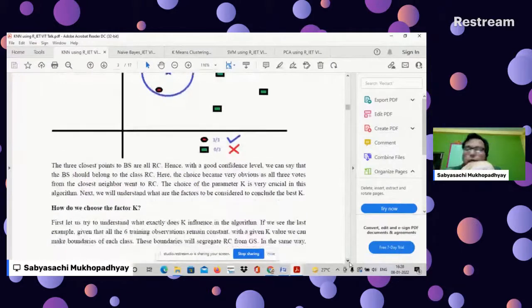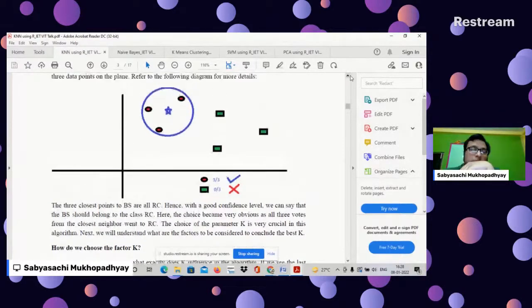So this is how you can finalize whatever neighborhood points you consider, and according to those neighborhood points, you make the classification of which category a particular unknown point will belong to. Here we have done it for a blue star. We have tried to figure out whether it belongs to the red circle or the green square.